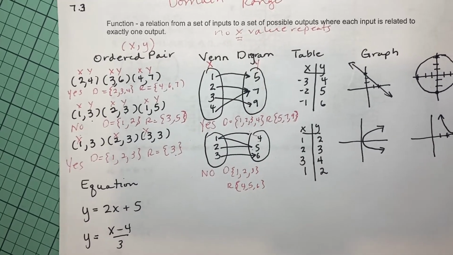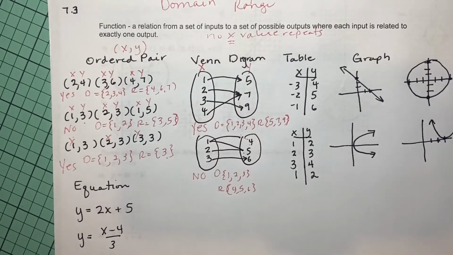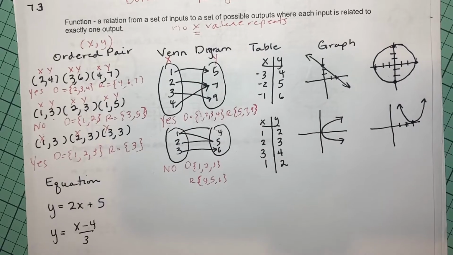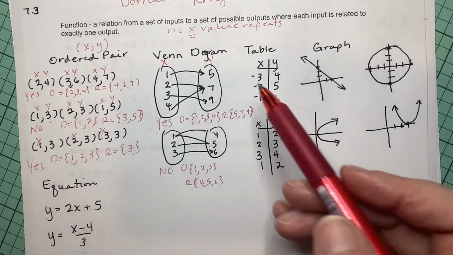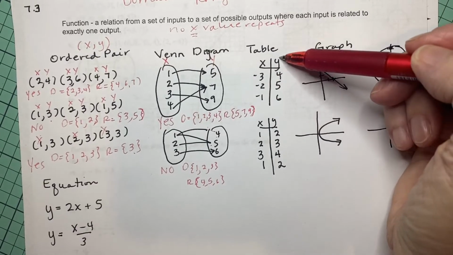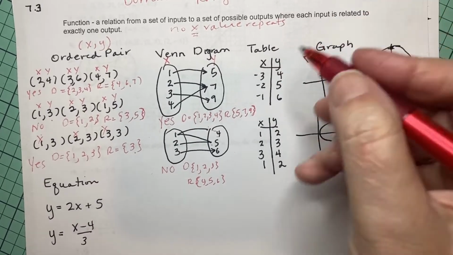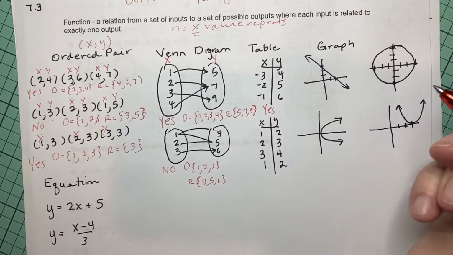Okay, so with a Venn diagram, you're just looking to see that the line only comes off of it 1 time. Another way you can look at it is in table form. So see here, these are all your X's, these are all your Y's. So you look, does the X repeat? No, it doesn't. So yes, it's a function.